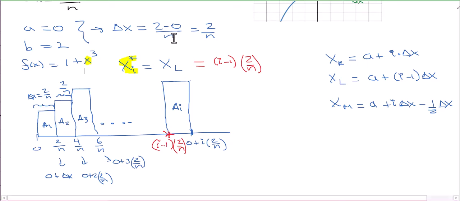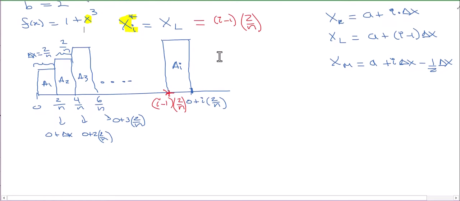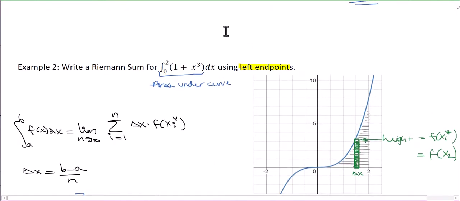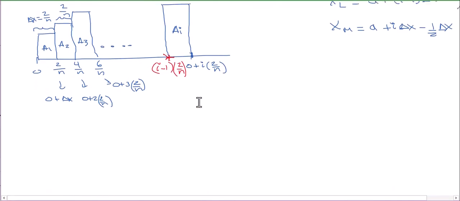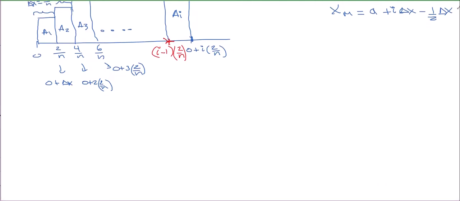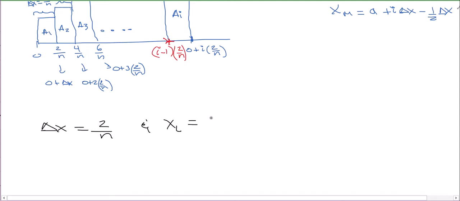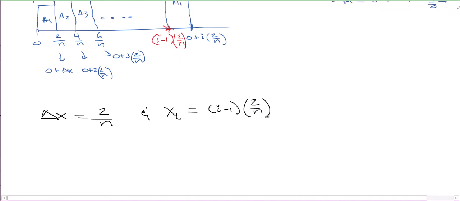Okay, so now that we have what our left endpoint is, and the reason I'm using the left endpoint is because it does tell me to use the left endpoint. So write a Riemann sum using the left endpoint. So now I can say, I have my delta x, I already found it to be 2 over n, and I know my left endpoint is i minus 1 times 2 over n.